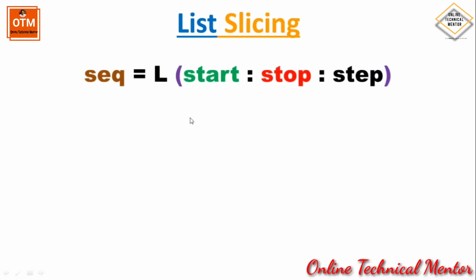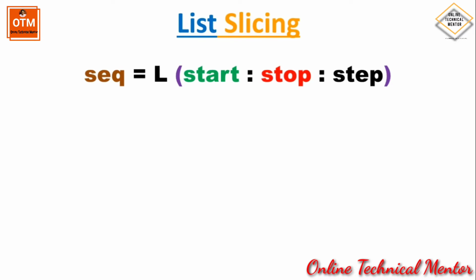Here, sequence equal to L means a list, within bracket, start, stop, and step. These three parameters are separated by colon. Start indicates the starting index of extraction and stop indicates the stop index of extraction. The step parameter is optional. This statement will create a list slice, namely SEQ, having elements of list L on index start, start plus 1, start plus 2, start plus 3, and so on, and it will end up to stop minus 1.